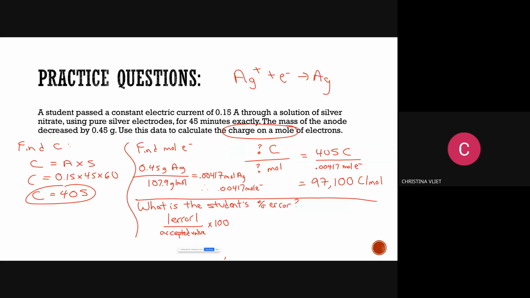The error would be what? It would be the difference between 97,100 and what it's supposed to be, which is 96,500, right? Over what it's supposed to be, which is 96,500 times 100%. So I get a 0.6% error. Check to see if you get the same.